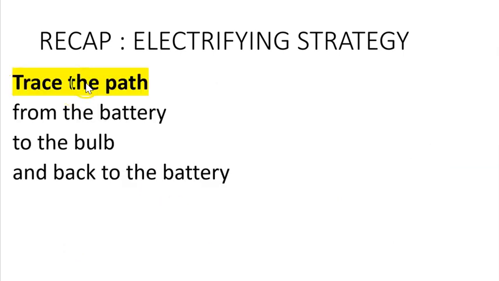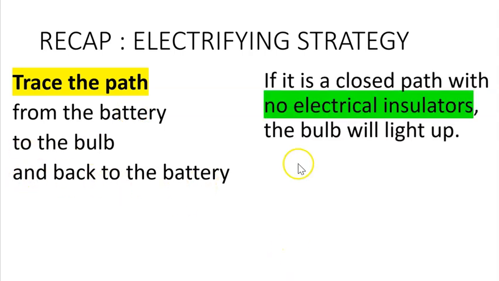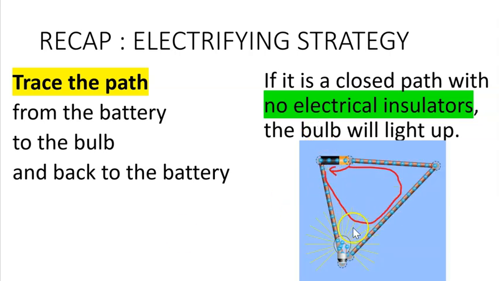Now, let's recap what we have learned so far about this electrifying strategy. We have to trace the path from the battery to the bulb and back to the battery again. If it is a closed path with no electrical insulators, the bulb will light up. Like this, the bulb will light up because there are no electrical insulators along the path.